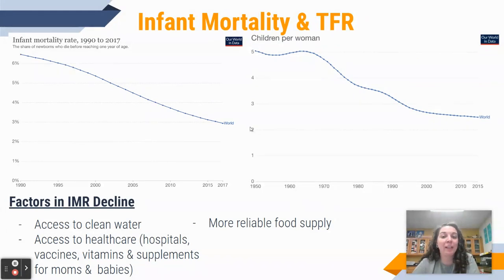So infant mortality plays a really big part in total fertility rate, because as that infant mortality rate has gone down, we also see that TFR going down. Some factors that are going to affect this IMR are things like access to clean water, access to healthcare, so hospitals, vaccines, supplements, and a more reliable food supply.